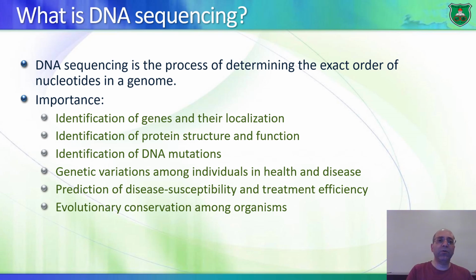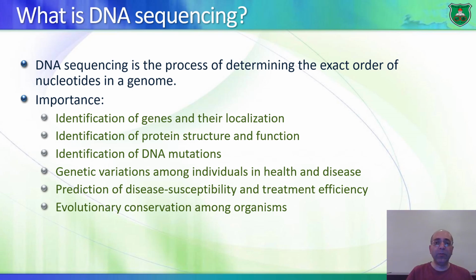We can also elucidate, clarify, the genetic variations among individuals, among populations, in health and disease. So by knowing the sequence of the DNA of an individual, we would be able to know how variable it is in comparison to other individuals.